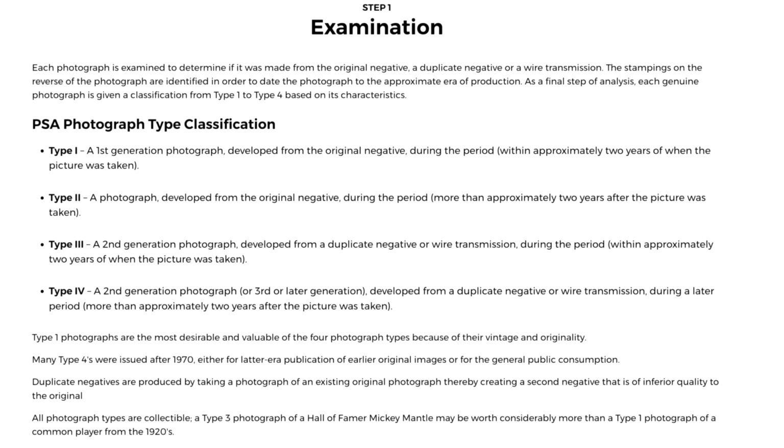Then there is a type 3, which is from a duplicate negative, and just like type 1, it has to be developed within 2 years of that reprint negative. It's got to be made within 2 years. Again, if that photo was taken in 85 and they made a reprint negative of it, it has to be made within 2 years. And then a type 4 is made after 2 years, just like a type 2, but that type 4 comes from a reprint negative.